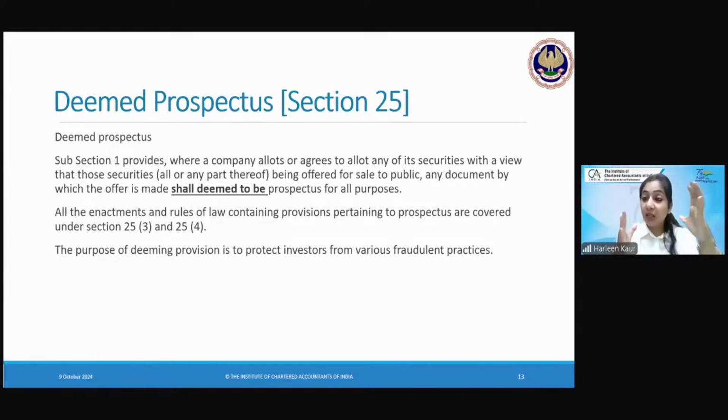So law says the document that this company is giving to the issuing house, the agreement that they have made and the document which the issuing house is giving to the public for sale of securities, that document shall be deemed to be a prospectus.